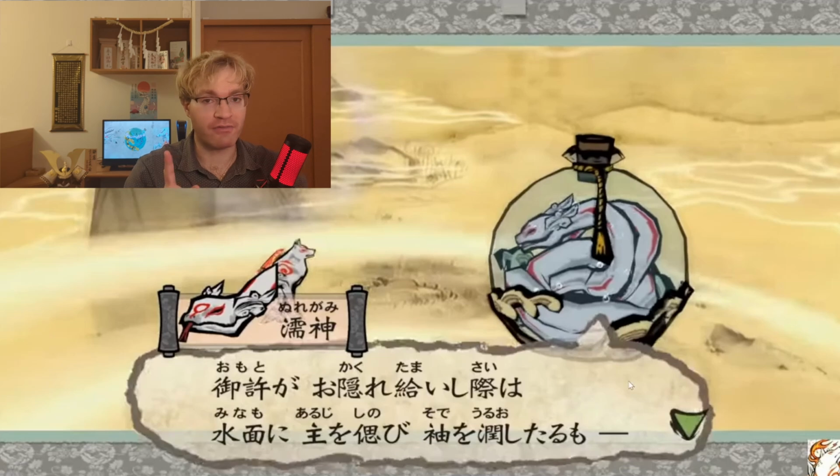It does. However, this is classical Japanese we're talking about. Modern Japanese too, but classical Japanese especially, assumption is king.